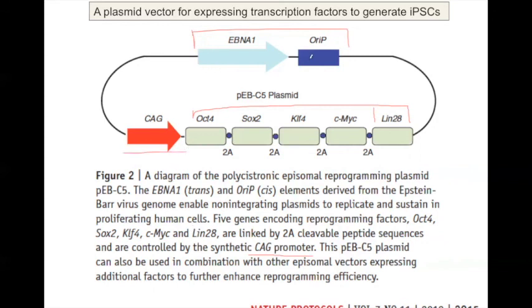This EBNA and ORI-P sequence here ensures that this sequence is maintained stably in the cell and proliferates with the cell. The promoter drives the expression of the cDNA, and as a result, we have a self-contained unit which will drive the dedifferentiation of a somatic cell into a pluripotent stem cell.